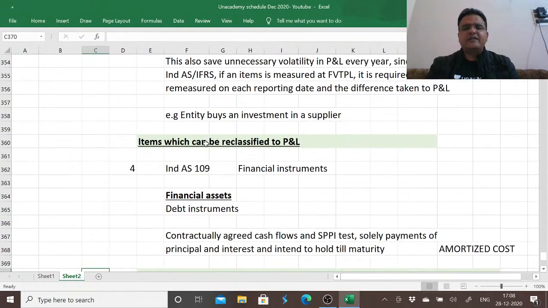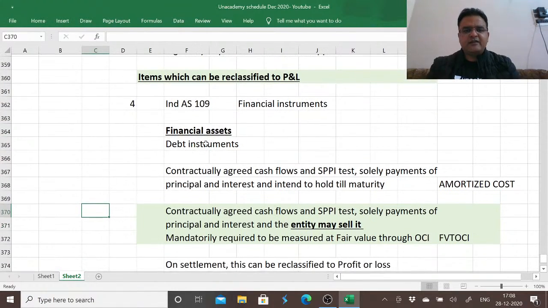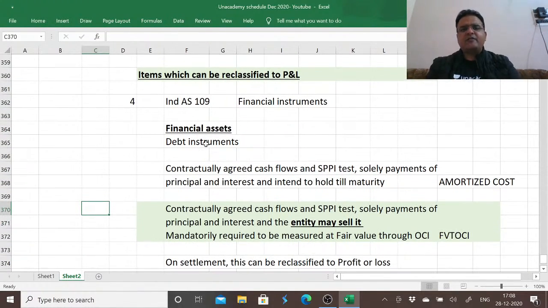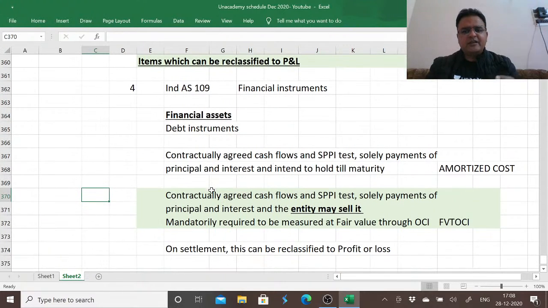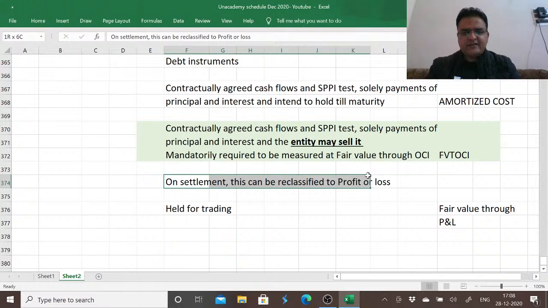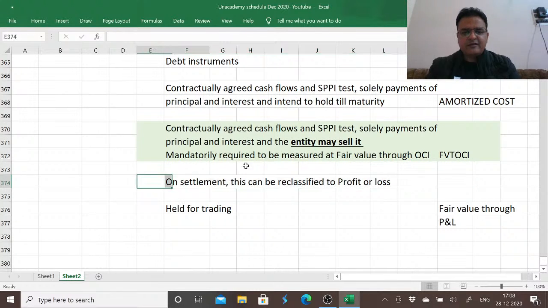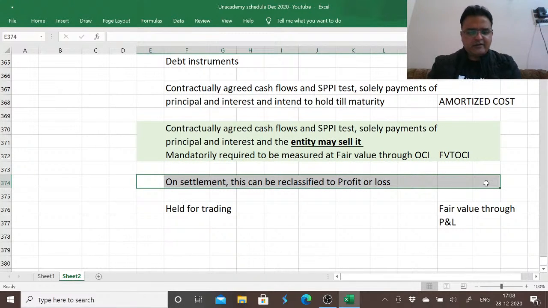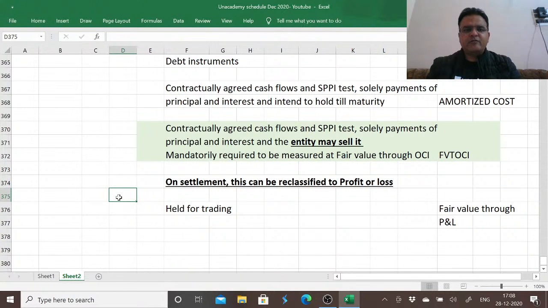Now in the items which can be reclassified to P&L, the debt instrument is not classified at fair value through OCI by choice. It is mandatorily required by the accounting standard Ind AS 109 Financial Instruments that if this is the business model of the entity, they need to mandatorily recognize it at fair value through OCI, and on settlement this can be reclassified to P&L. So this is another item of OCI.